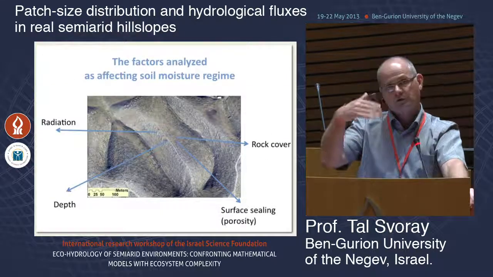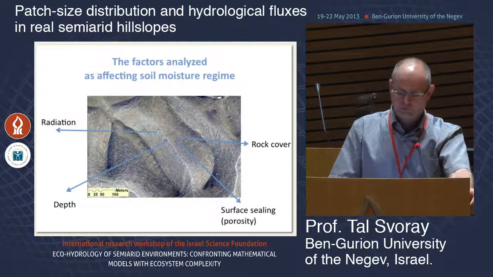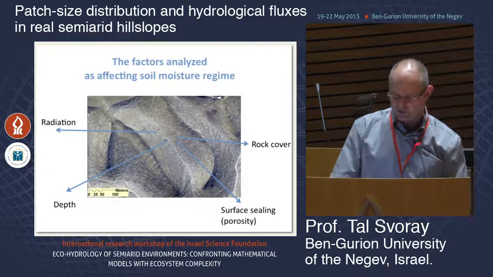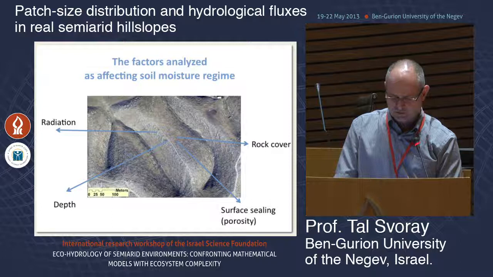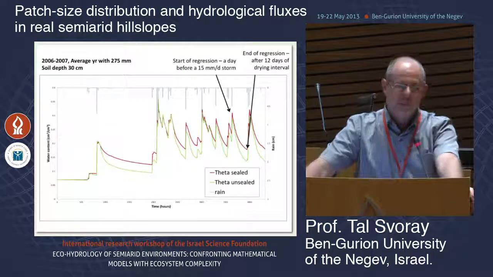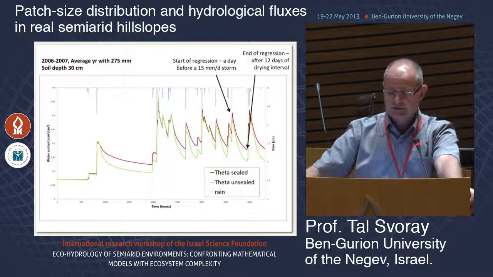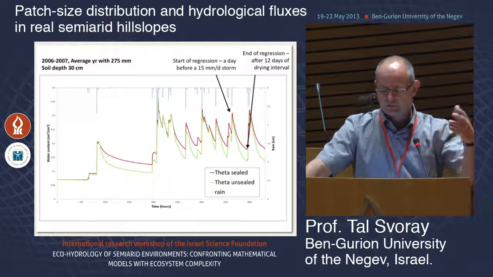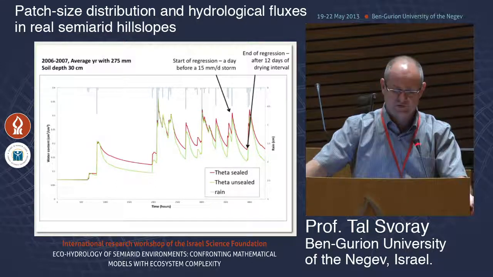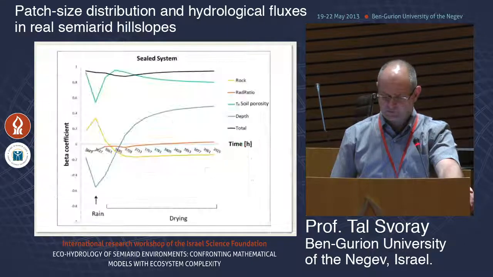We try to do it not in a synthetic environment, but in a real environment, and to test four factors and their effect on the spatial variation in soil moisture. And these are radiation, soil depth, surface porosity, and rock cover. We did it along what we call a typical rainfall event, starting the stepwise regression analysis just before the event, and then the effect of the event and the drying out process. It was in an average year with 275 millimeters, in a soil depth profile of 30 centimeters.